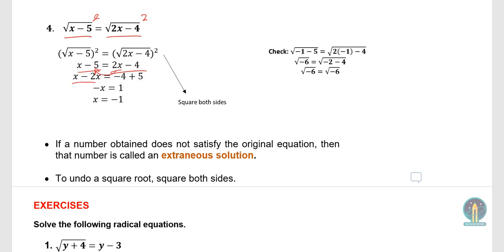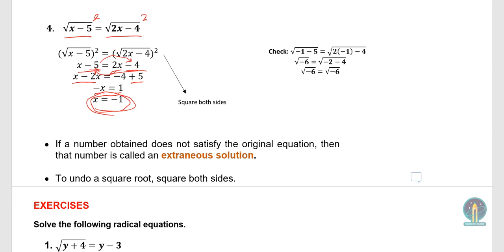And then on the right-hand side, we have minus 4 here, but then we want to bring this 5 to the right-hand side. So we add 5 to both sides, so we have plus 5, right? So x minus 2x is minus x, and then minus 4 plus 5 is 1. So x is equal to negative 1.